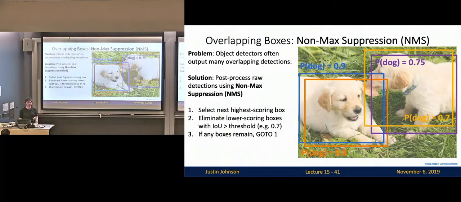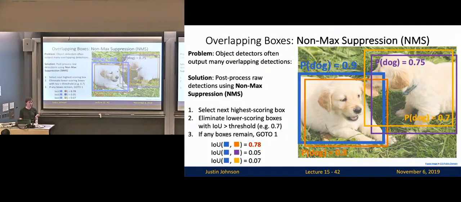The greedy algorithm for non-max suppression is that first you select the highest scoring box. In this case it is the blue box, which has the highest probability of dog as output by the classifier. And then you compute the intersection over union between that highest scoring box and each other box that was output by the detector. By construction, because we started with the highest scoring box, each of these other boxes will have lower scores than the one we're looking at here.